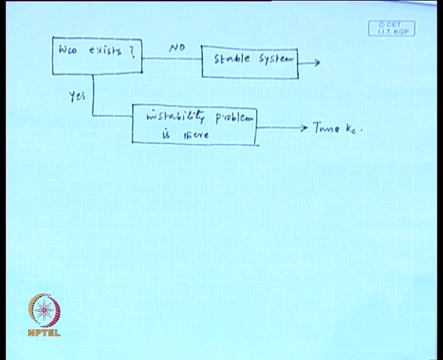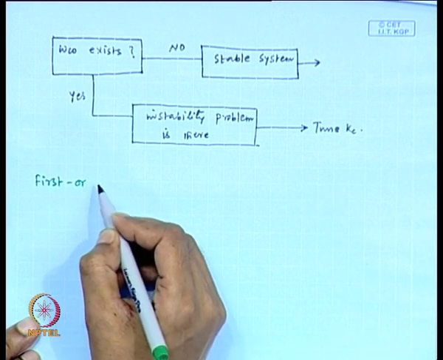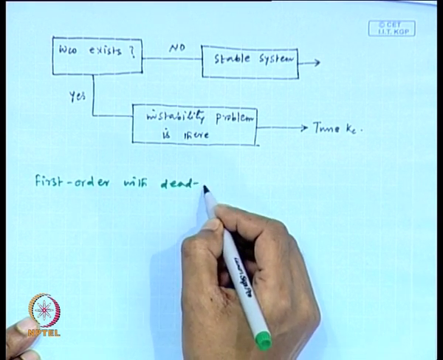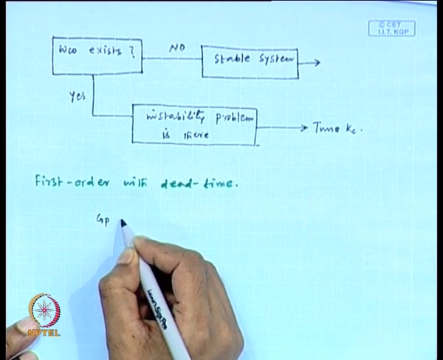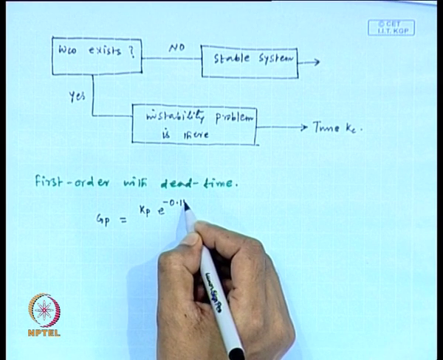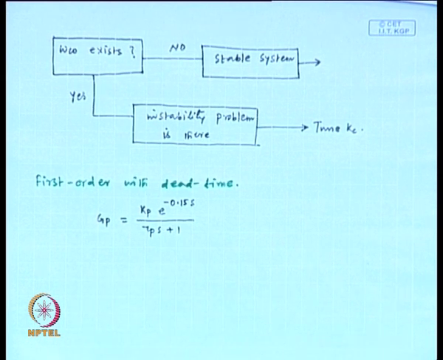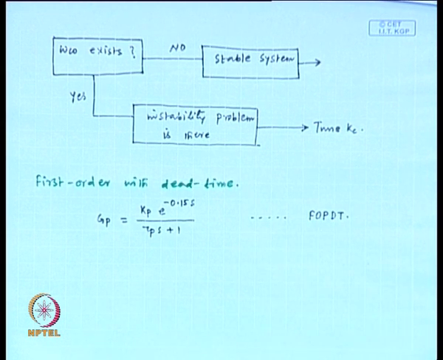So, initially we considered the first order process. Next we will discuss a first order with dead time process. The transfer function of a first order plus dead time system we can write as Kp exponential minus, say, 0.15 s divided by tau P s plus 1. Here dead time is 0.15. So, this is the transfer function of a first order plus dead time system.